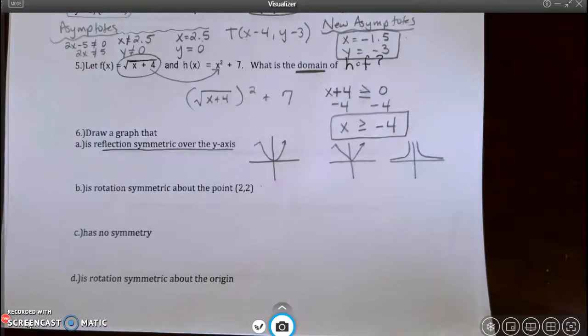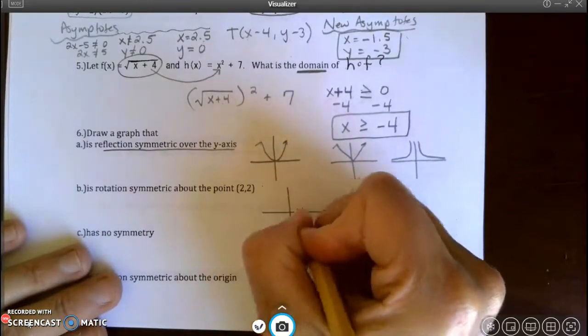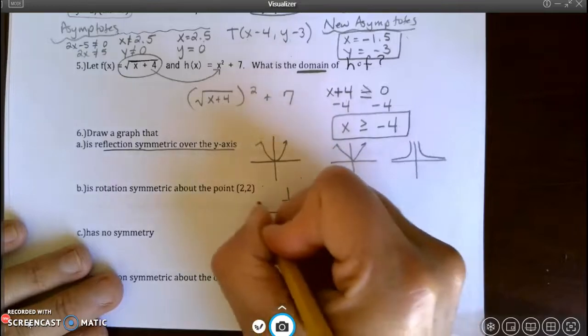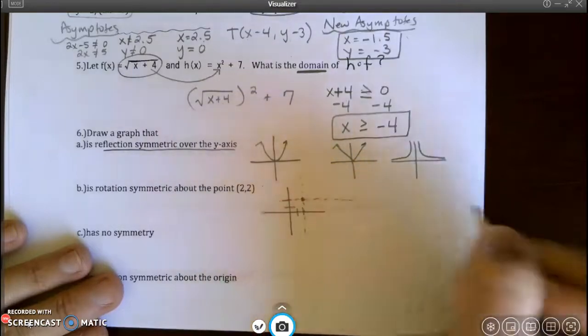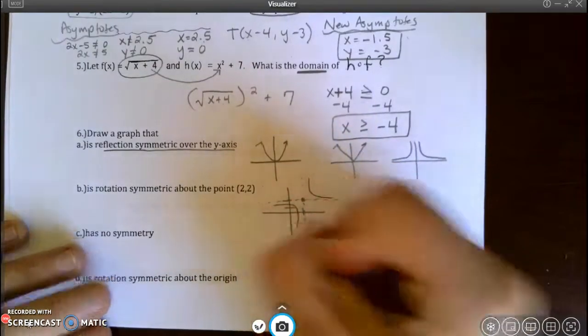Draw a graph that is rotation symmetric around the point 2, 2. Okay. Go to the point 2, 2. I'm going to put a dot there. I'm going to put asymptotes. And then I will draw my curves like that.